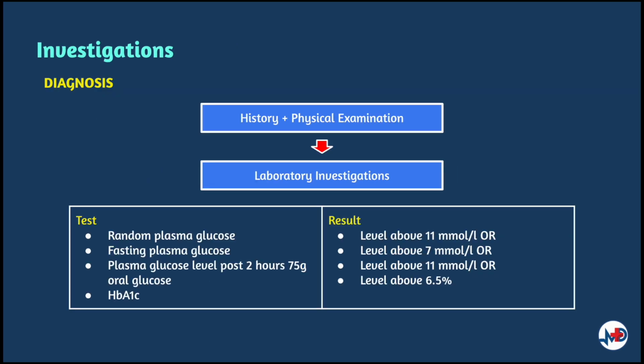With a strongly suggestive history and physical examination, lab investigations are essential in diagnosing type 1 DM. In regards to that, the criteria are either a random plasma glucose above 11 millimoles per liter, or a fasting plasma glucose above 7 millimoles per liter, or a plasma glucose level 2 hours after 75 grams of oral glucose above 11 millimoles per liter, or an HbA1c level above 6.5%. In symptomatic patients, a single positive result is enough to confirm the diagnosis.